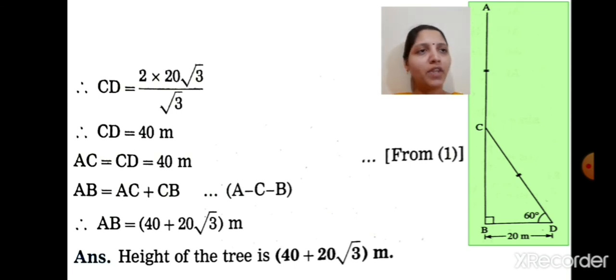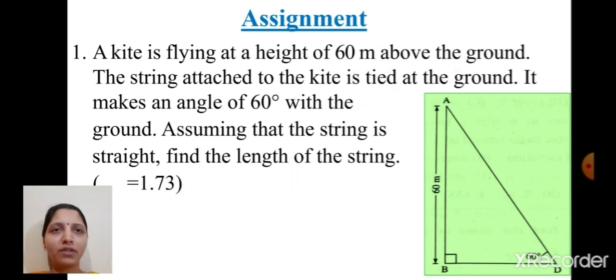Okay. Now let's see the assignment question. A kite is flying at a height of 60 meters above the ground. The string attached to the kite is tight at the ground. It makes an angle of 60 degrees with the ground. Assuming that the string is straight, find the length of the string.